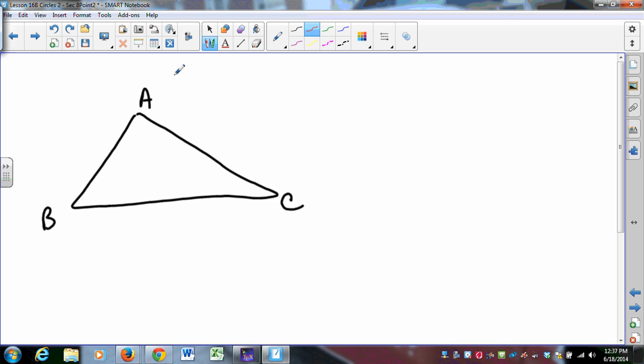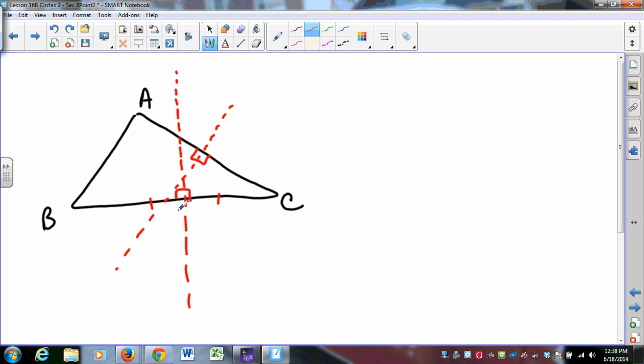If I were to draw the perpendicular bisector of BC, any point on that red line is equidistant from B and C. Any point on that red line. Similarly, if I were to draw the perpendicular bisector of AC, any point on that red dotted line is just as far from A as it is from C.